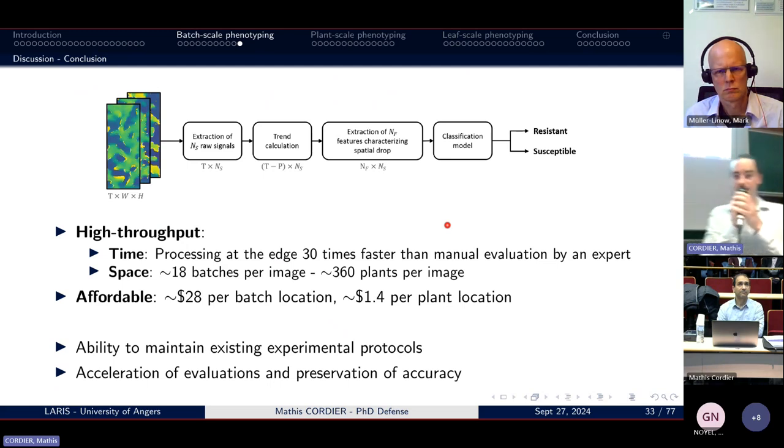Finally, with such an approach, we are also able to maintain the existing experimental protocols, which is very valuable for pathologists. And we are able to provide an acceleration of the evaluation while we are able to preserve the accuracy of such evaluations.